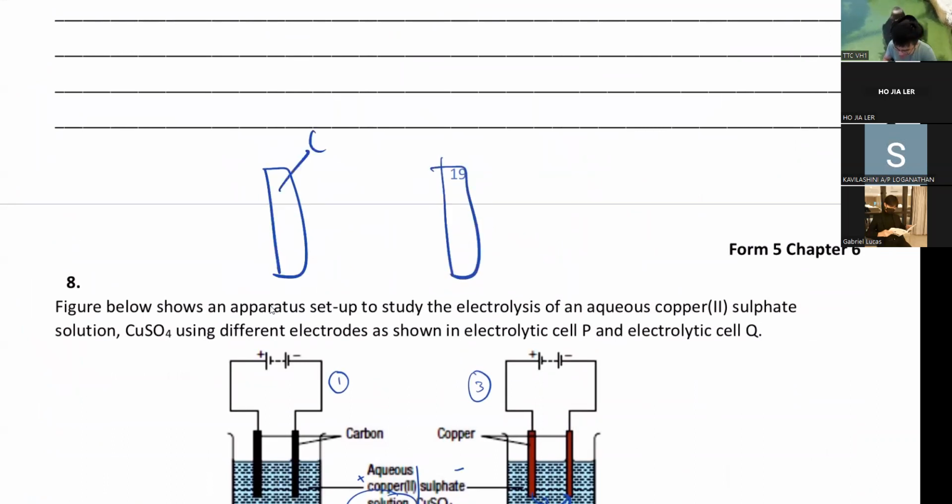Okay, this stick is copper, I'm just going to write Cu. This stick is also copper. Inside the water, there's copper ion, the 2+ is copper. This is positive, this is negative.